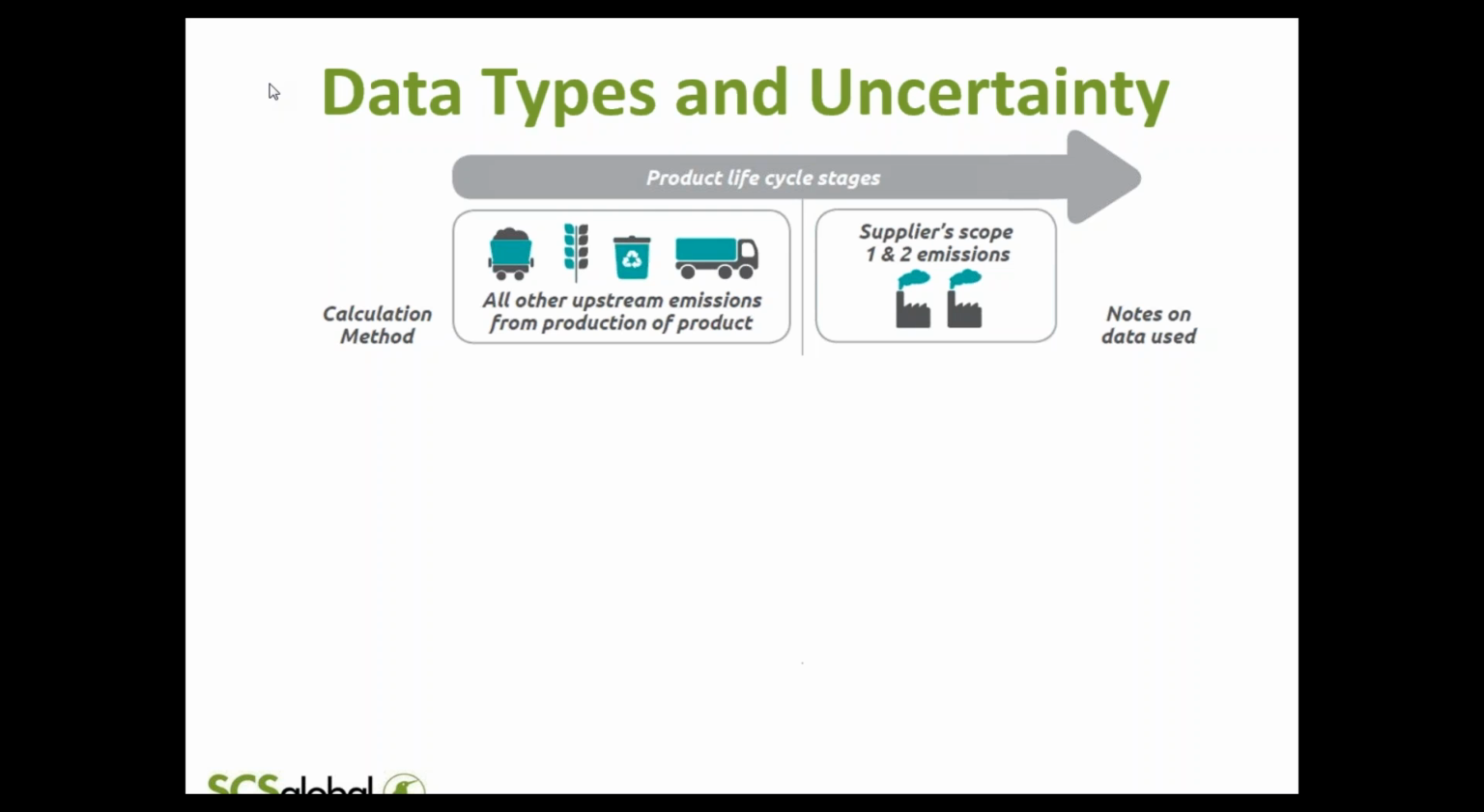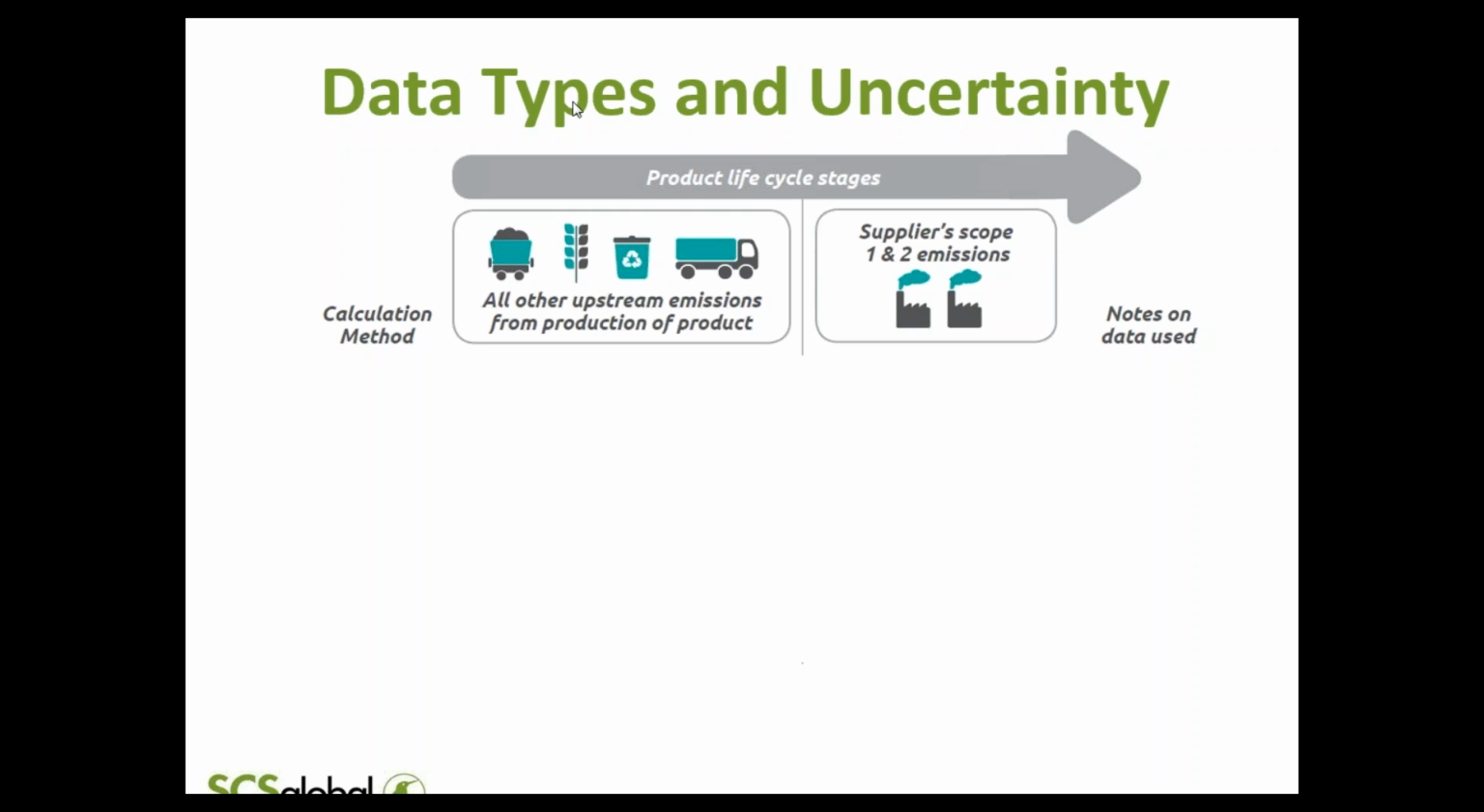Now, what is the best data possible? I'm going to talk through some of the data types that you can use in evaluating a Scope 3 greenhouse gas inventory and the uncertainty associated with each. So this is a figure that I'm going to walk through on this slide, taken from a WRI technical guidance document on evaluating Scope 3.